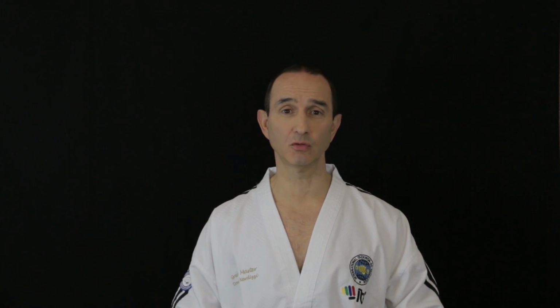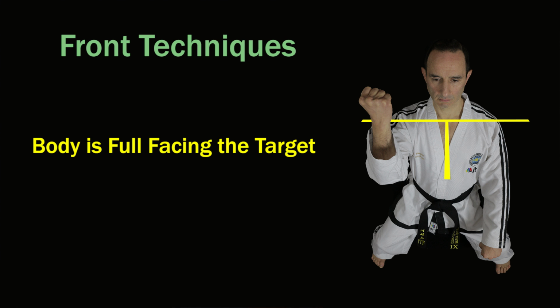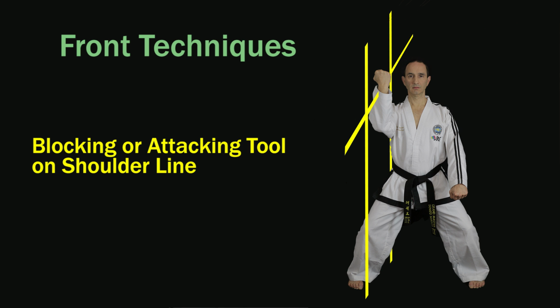Let me start by talking about techniques that have the word side back in their name. Now, if you remember in a previous video, I described side front techniques, such as side front blocks, side front punches, strikes and thrusts. And there were many examples, all using different tools. Now they all follow the same rules in that the body must be fully facing the target and the blocking or attacking tool reaches the shoulder line at the moment of impact. And because of this, side front techniques can be considered as a category.